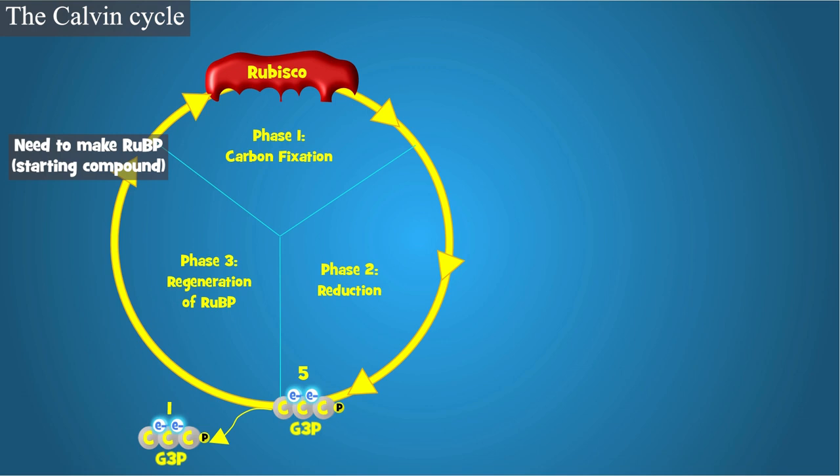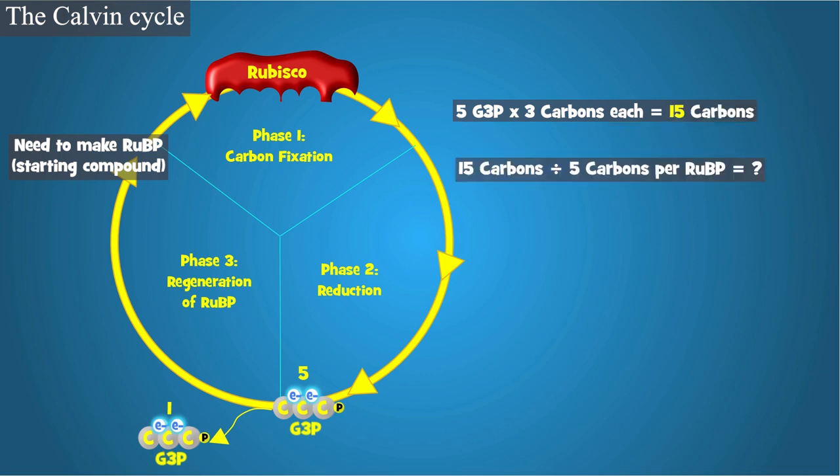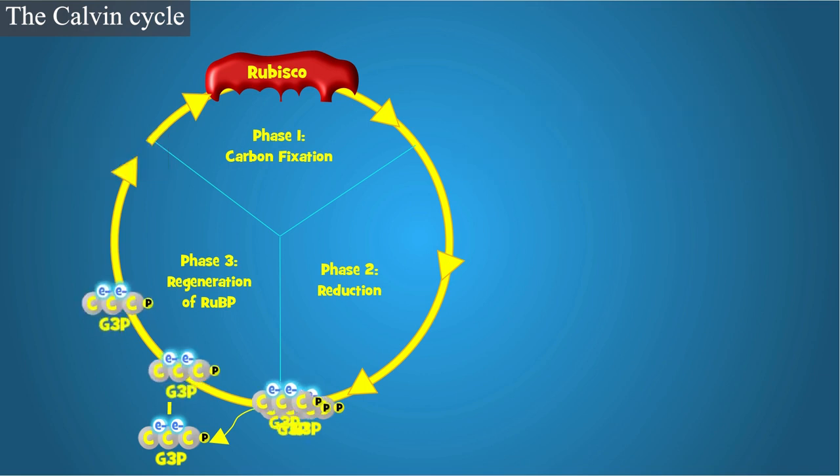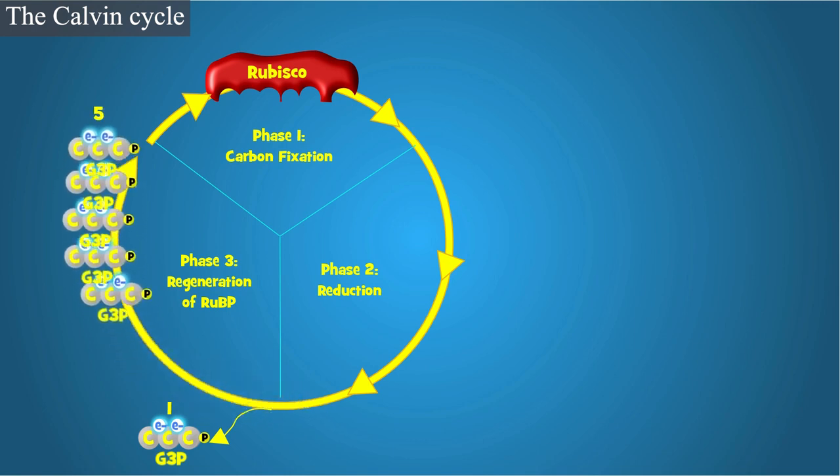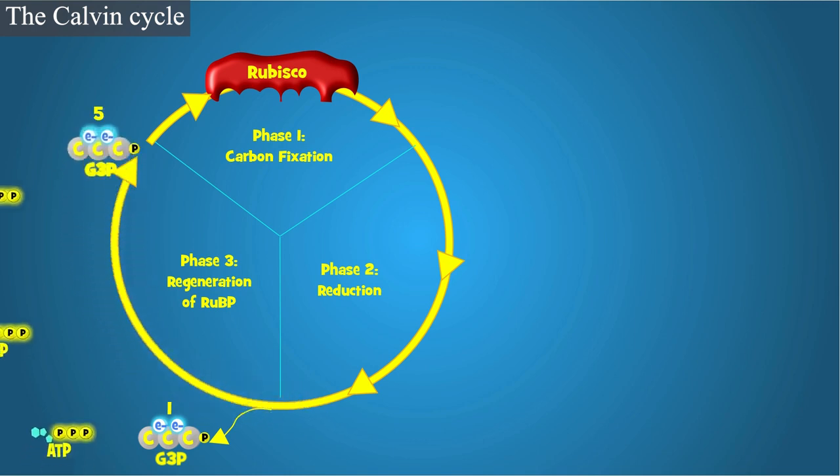Now, I'm going to give you a moment to think. If we have 5 G3P molecules, and each one has 3 carbons, how many carbon atoms do we have? Now that you have the answer, how many 5-carbon RuBP molecules can we make using those carbon atoms? I'm guessing that you figured it out. We can make 3 RuBP molecules. To do this, energy is required. Can you guess where that energy comes from? If you said ATP, you are right. Let's watch.